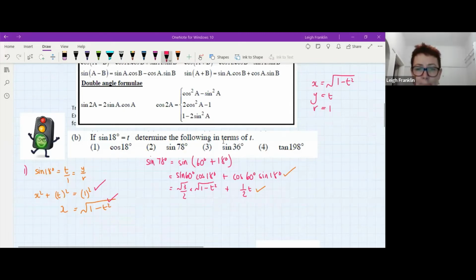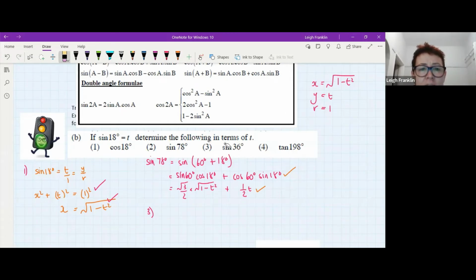Yes, Emihle. Ma'am, for number 2, what if you got root 3 minus 3t squared plus t over 2? Okay, just hold on, read that to me again, Emihle. Root 3 minus 3t squared and then outside plus t over 2. That's perfect. 100%. You've just expanded your brackets. That's lovely. Well done. Very good.